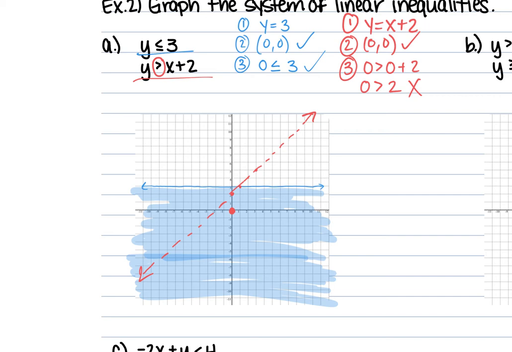Above it, okay? Now, if 0, 0 worked, do you see how for step number 3 it didn't work? We should not be shading this side where 0, 0 is on, okay? We're going to shade the other side. So if 0, 0 did work, then we would shade this side back down below. But since it doesn't work, we're going to shade above it, okay? So we're going to take the red line and shade above it.